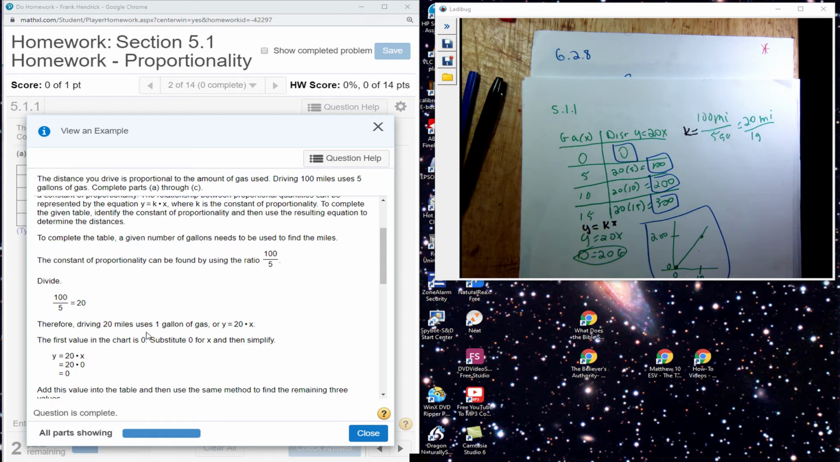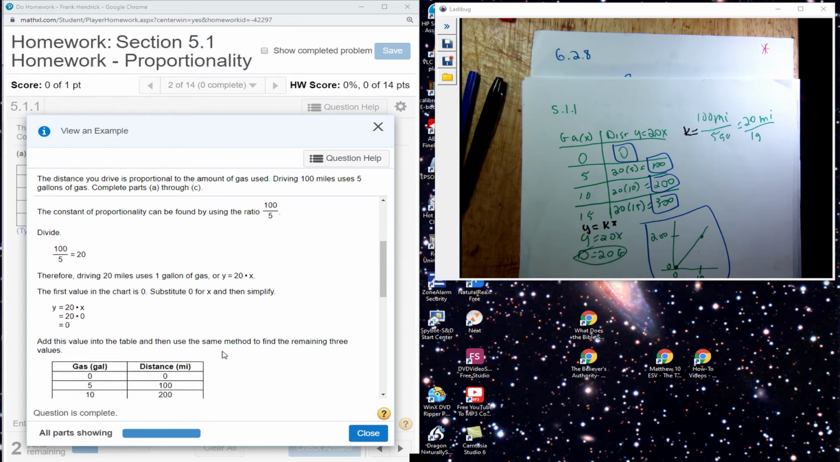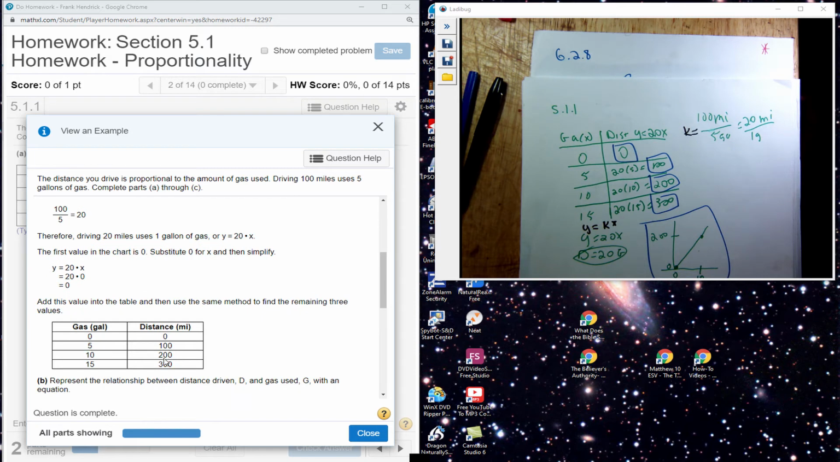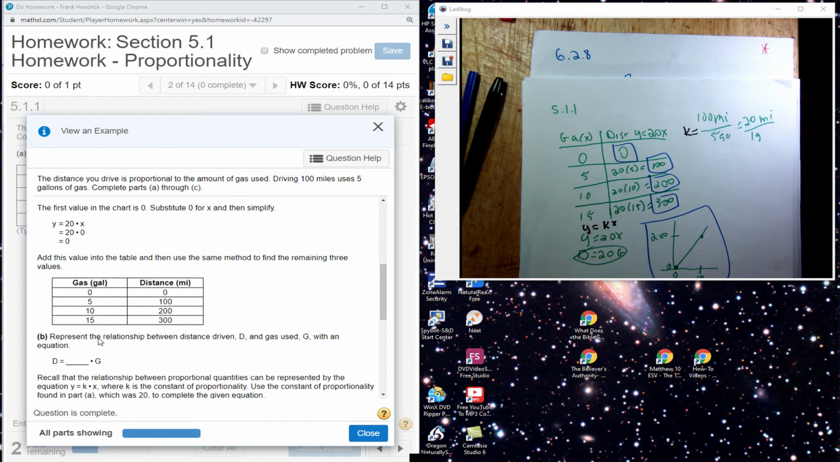So therefore, driving 20 miles uses 1 gallon of gas. Y is equal to 20x. Okay. So using that relationship, we can fill in the table. Let me fill in the table here. And I fill in the table.